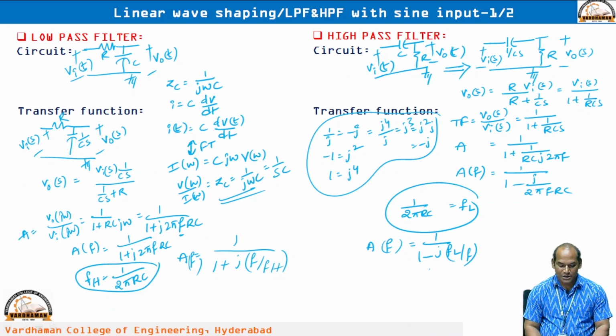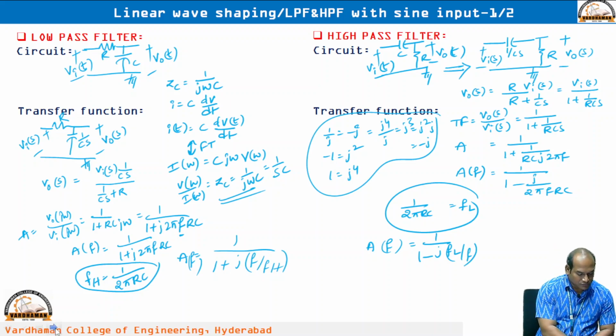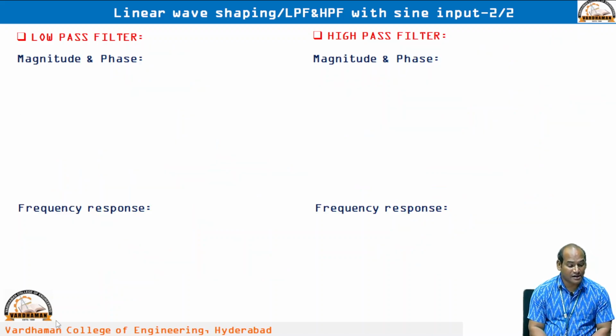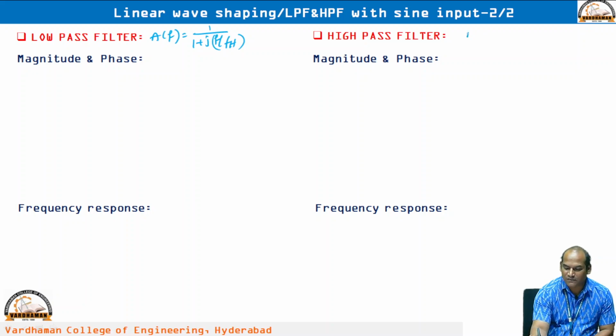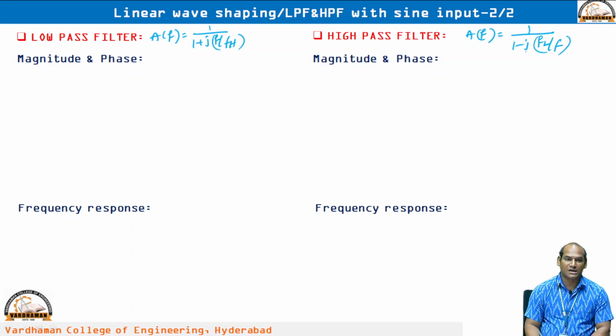I am going to the next slide now. Whatever equations I got previously, I am writing again here. A of f is equal to 1 by 1 plus j f by FH, and in case of the high pass filter A of f is equal to 1 by 1 minus j FL by f. And what is FH, what is FL, we know already, that is 1 by 2 pi RC. Magnitude wise those two are the same. Now, what is the magnitude of this particular total gain function?